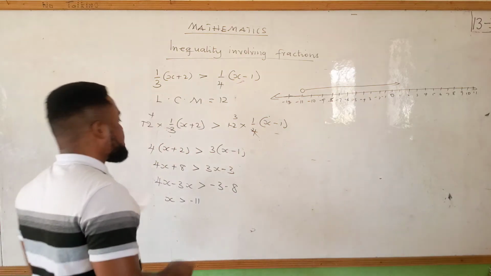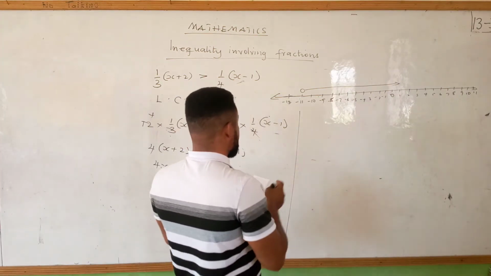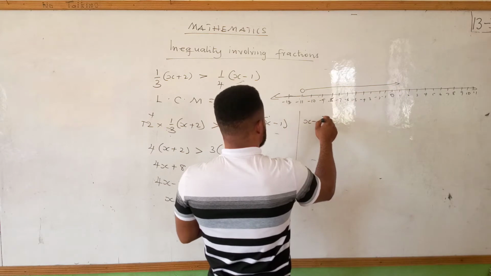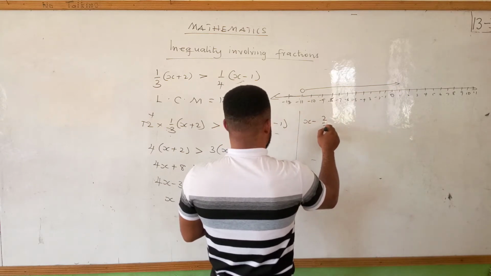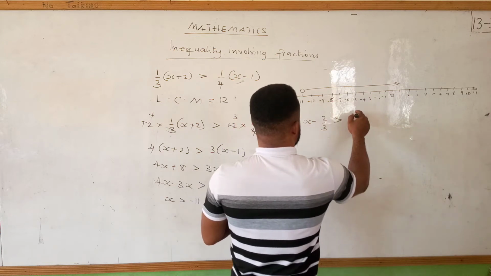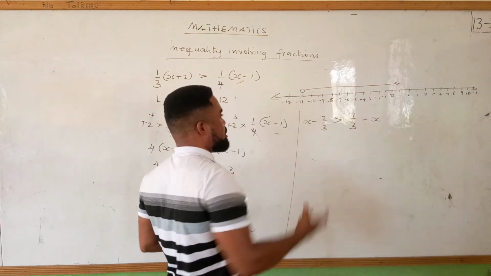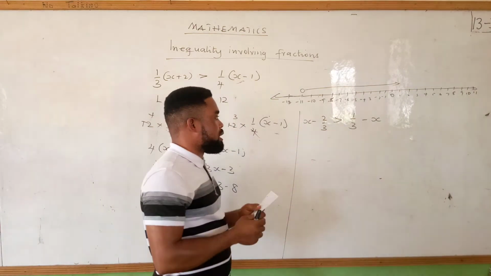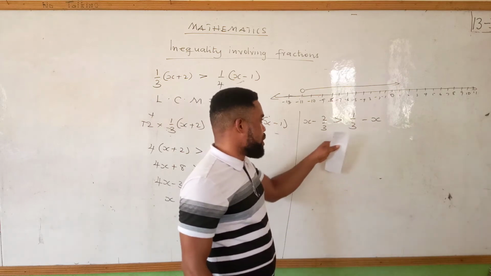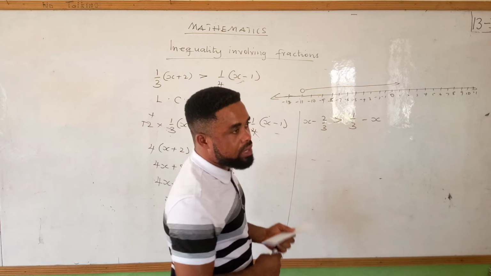Let's take our second example. I have x minus 2 over 3 greater than 1 over 3 minus x. So now you can see our LCM will be what? Will be 3, because we have 3 here, 3 there. So therefore the LCM is 3.